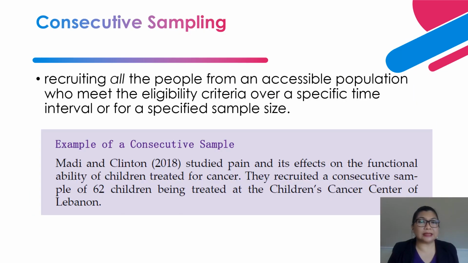The other one is consecutive sampling. This is recruiting all the people from an accessible population who meet the eligibility criteria over a specified time interval or for a specific sample size. Maybe you're very lucky and you can have everybody, for example, all the patients in a clinic, come and be part of the sample. You call it consecutive sampling. In this example, they studied pain and its effects on functional ability of children treated for cancer. They were able to recruit a consecutive sample of 62 children being treated at the Children's Cancer Center in Lebanon.